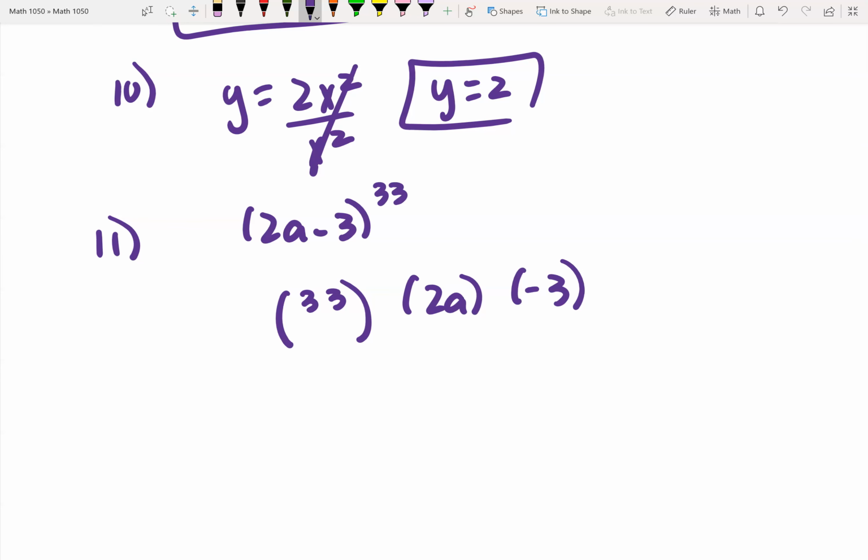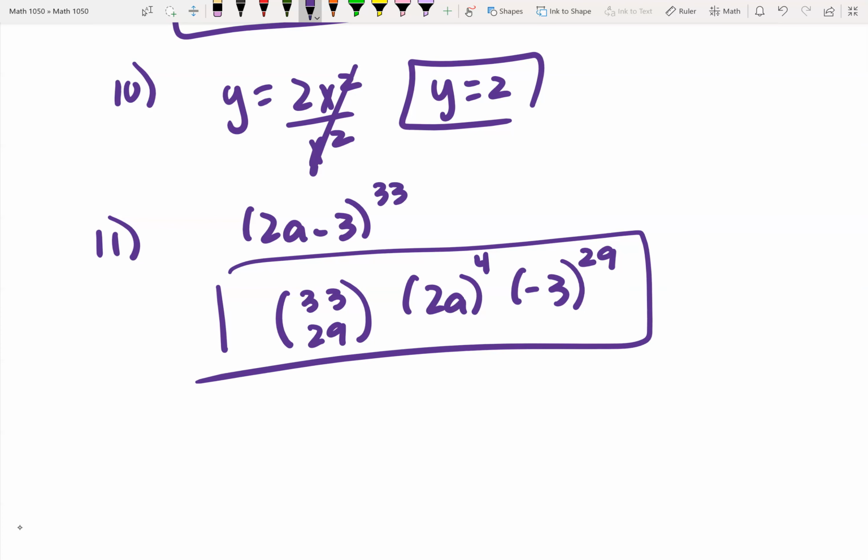So they want the a to be raised to the 4th, so that goes there. And then 33 minus whatever we put there is supposed to be 4. Well, that's got to be 29. 33 minus 29 is 4. And then that 29 comes up there as an exponent. Again, read the directions. It says do not simplify.